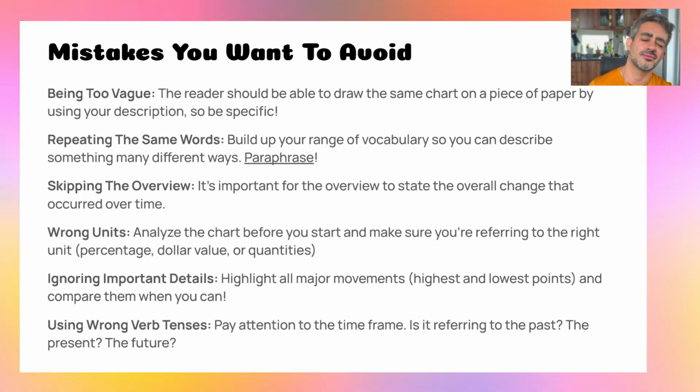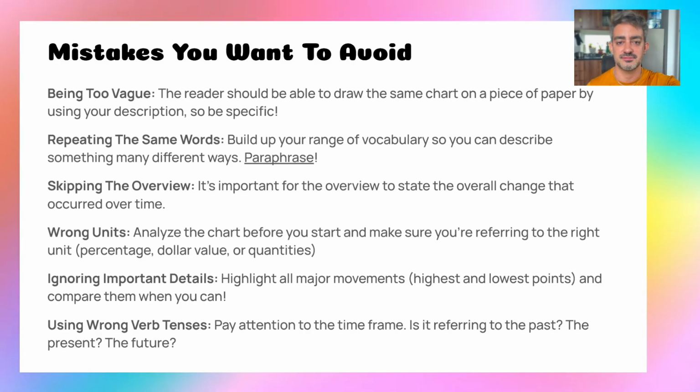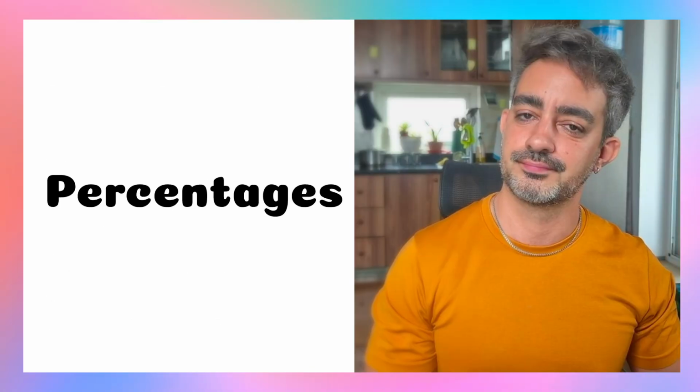And finally, using the wrong verb tense when you're writing this. Make sure you look at the time frame in this line graph. Is the year 2020 or is the year 2025, or is it talking about the future? Is it talking about maybe a projection for the future? You need to make sure that your verb tenses correspond with the time that the chart is referring to.